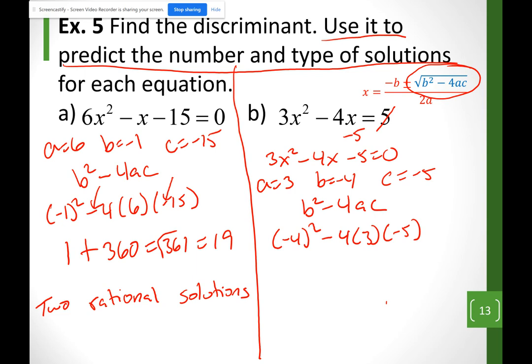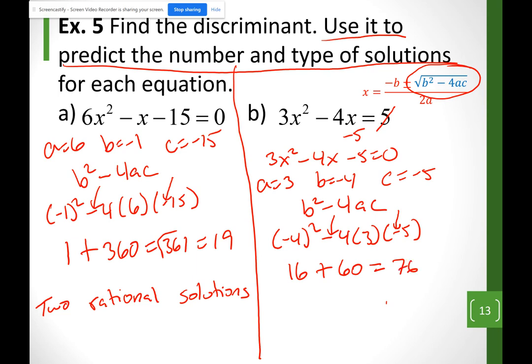Now, negative 4 squared is 16. On the right, plus, because I see 2 negative signs. All right, 2 negative signs make it a positive sign. Now I'm thinking 4 times 3 times 5, that's 60. 16 plus 60 is 76.